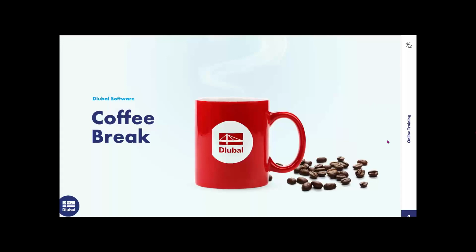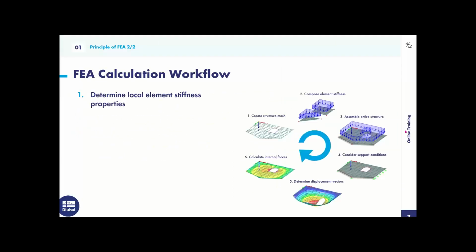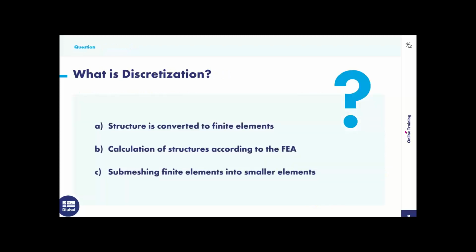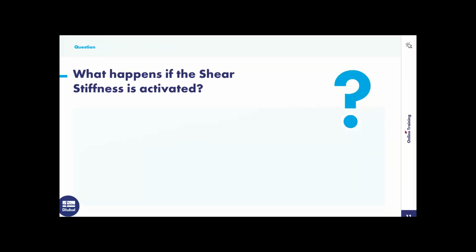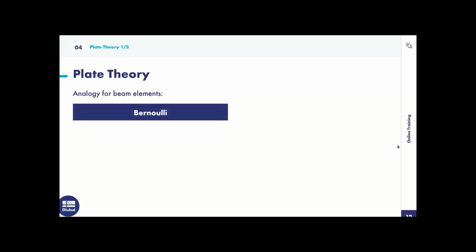So now let's go over the plate theory. So get back to that slide. Basically, these first theories are going to be analogies for beam elements. The first theory is Bernoulli's, and the second theory is the Timoshenko theory.